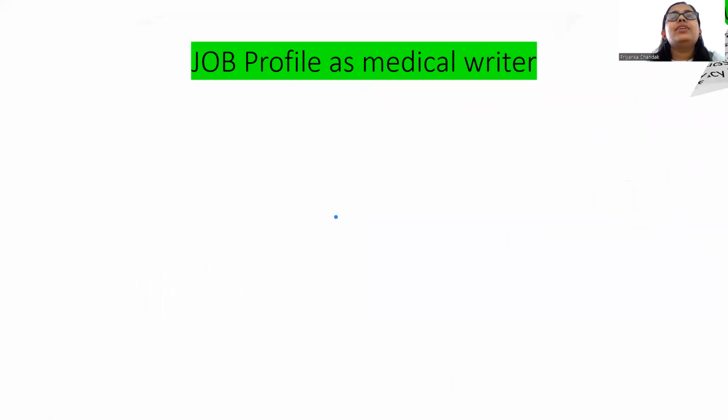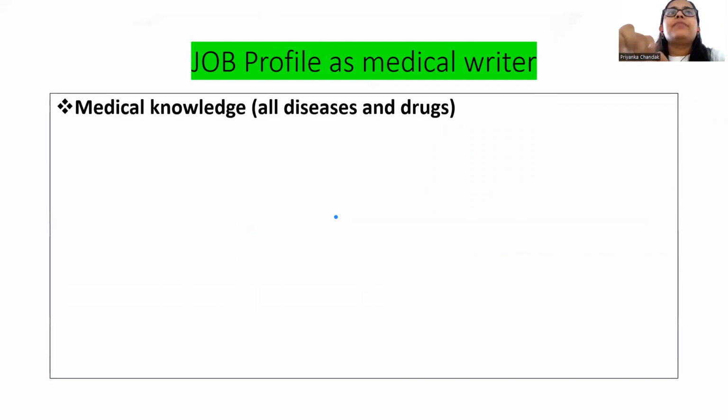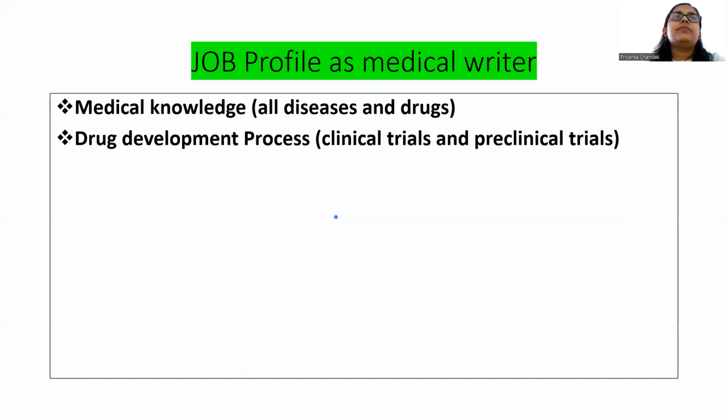Now we'll see the most important and awaited part, the job profile of a medical writer. What are the requirements exactly? Medical knowledge. Medical writing itself indicates you should have basic information about diseases and drugs. Not all diseases, but you should have knowledge of the basic medical concepts. Then the drug development process. As you know, it is very lengthy, like 8 to 10 years. So you should be aware of all the clinical phases, clinical trials, phase 1, phase 2, phase 3, phase 4.